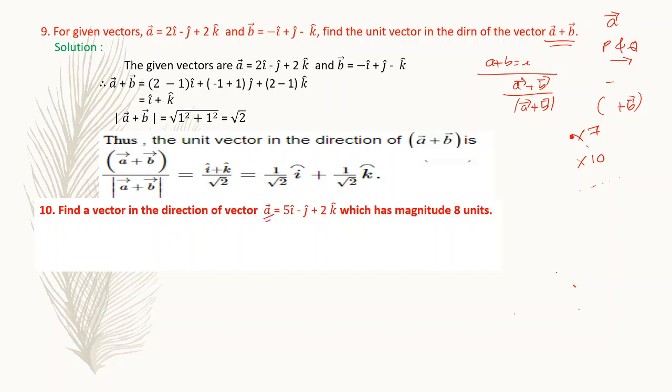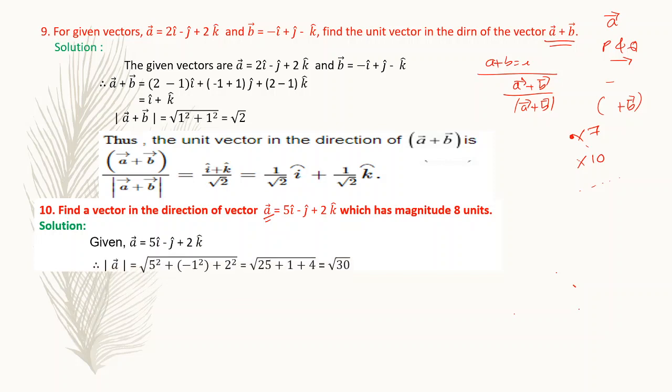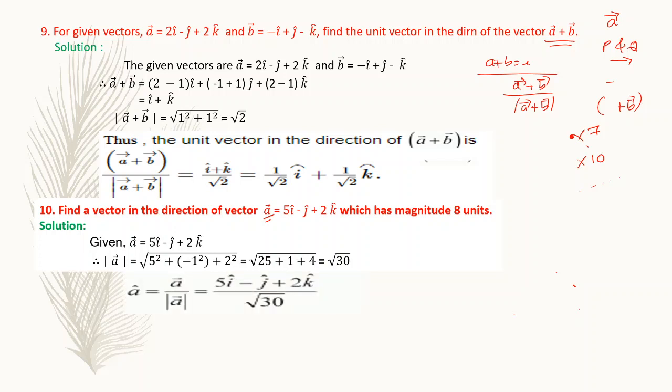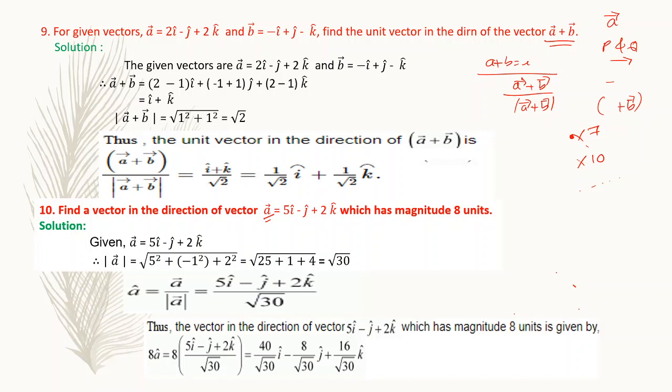First find its magnitude. The magnitude of the given vector is root 30. Then find its unit vector. So its unit vector is 5i minus j plus 2k divided by root 30. Correct? Then multiply to get the new vector. Just multiply by 8. You can stop here itself, or if you want, you can continue this step also. So this is our new vector with magnitude 8.